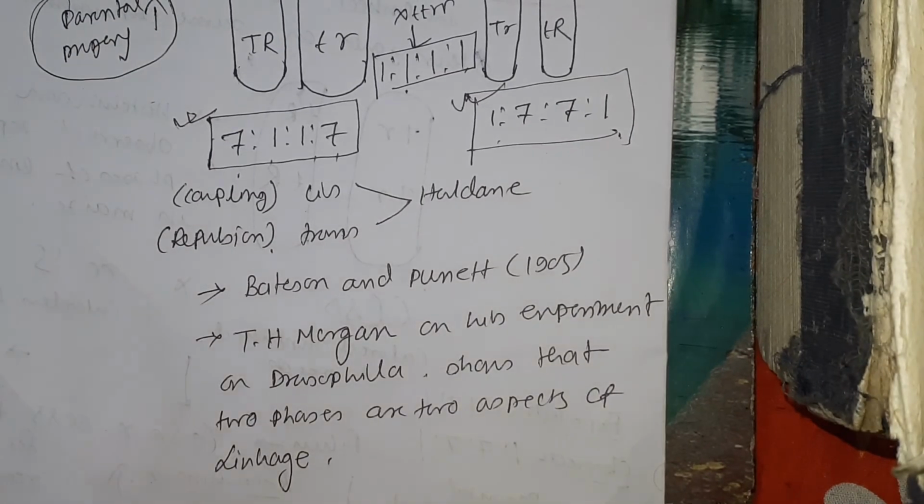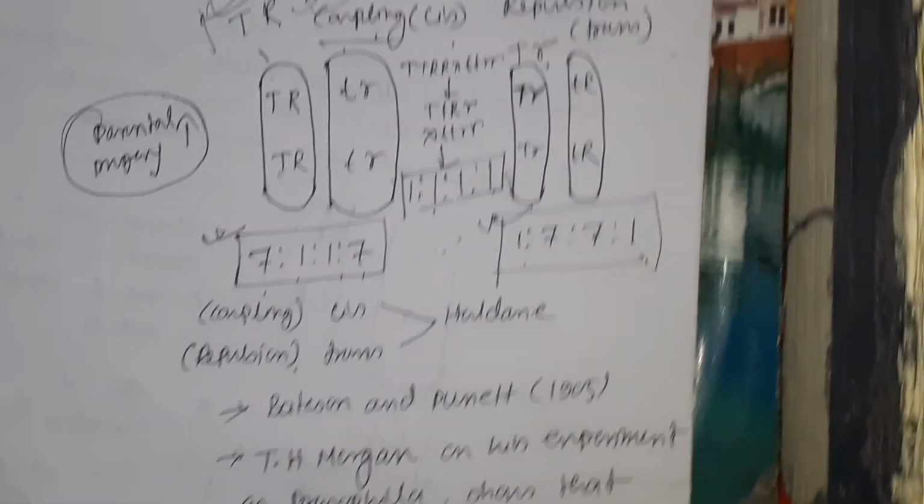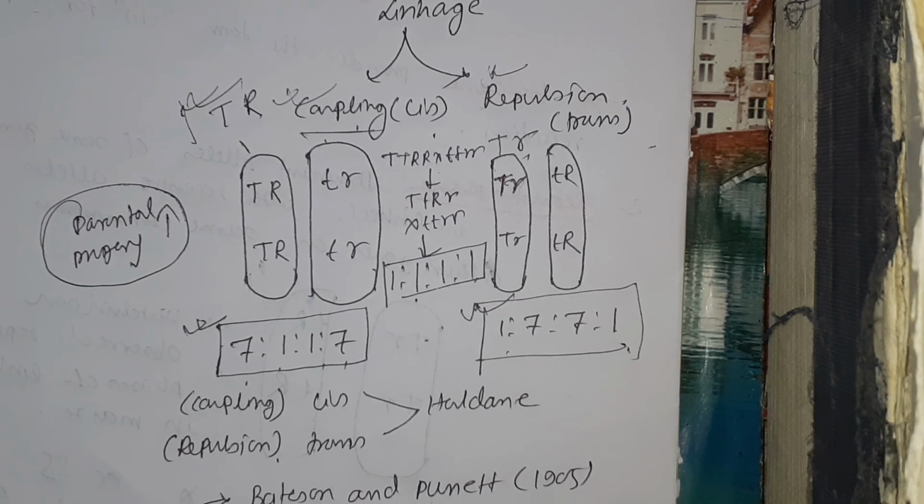Now let's talk about the history of the coupling and repulsion phase. Coupling and repulsion phase was first proposed by Bateson and Punnett in 1905, but they could not give a proper explanation about them. Later on, the main hero of linkage, T.H. Morgan, gave the detailed explanation of this in his experiment on Drosophila. In his experiment on Drosophila, he proved that these two terms, coupling and repulsion, simply are the two aspects of linkage. This is nothing but how the two genes are linked together in the same chromosome.